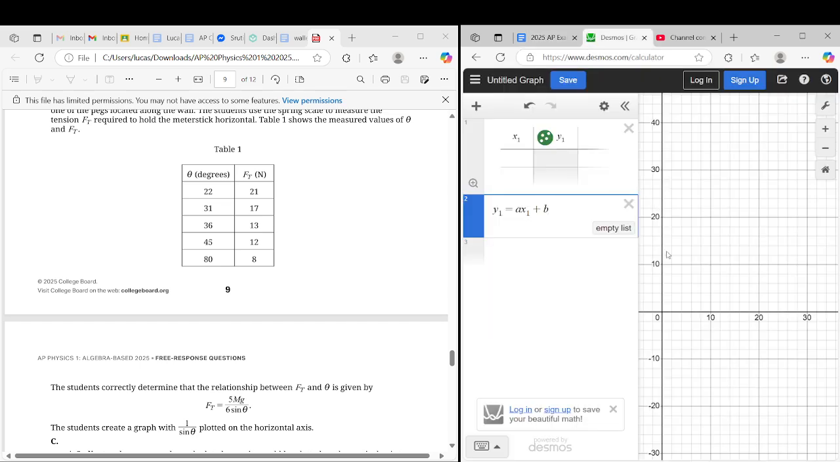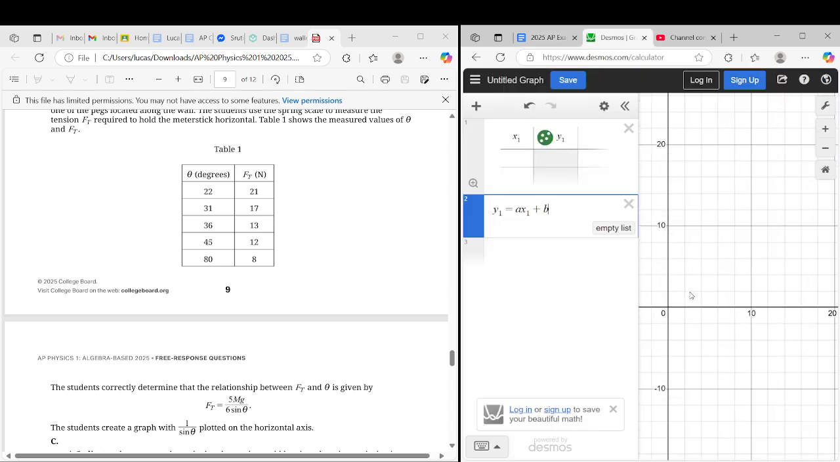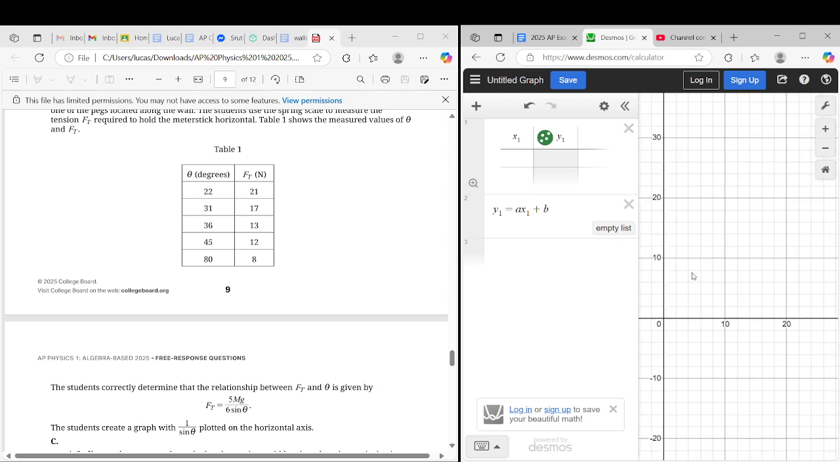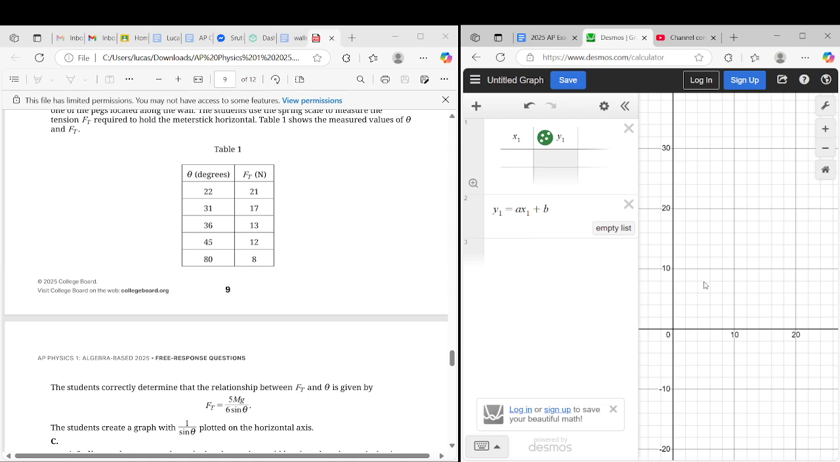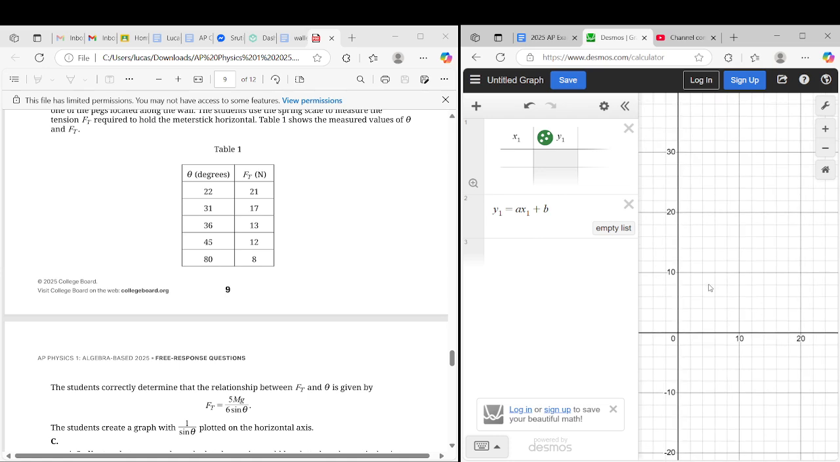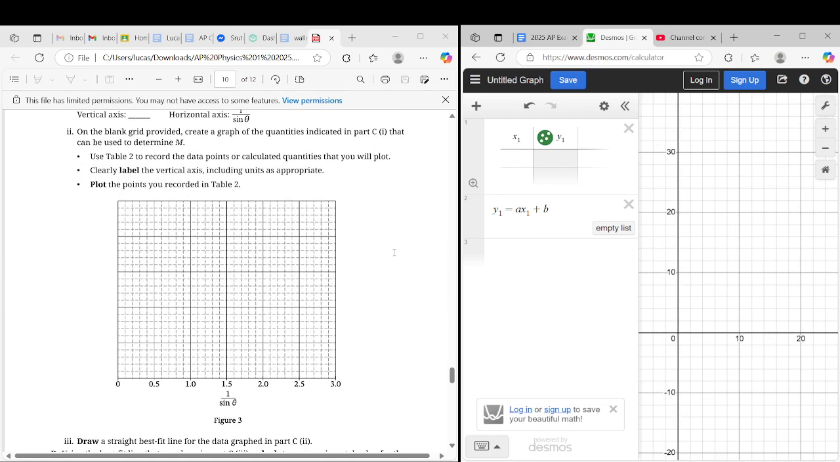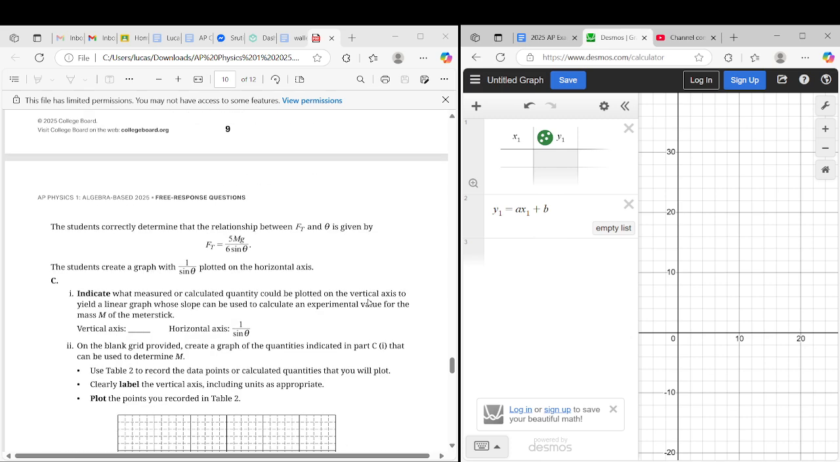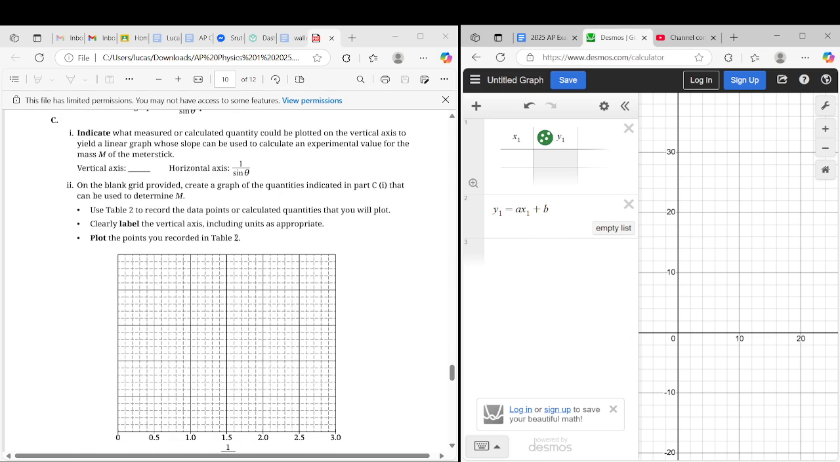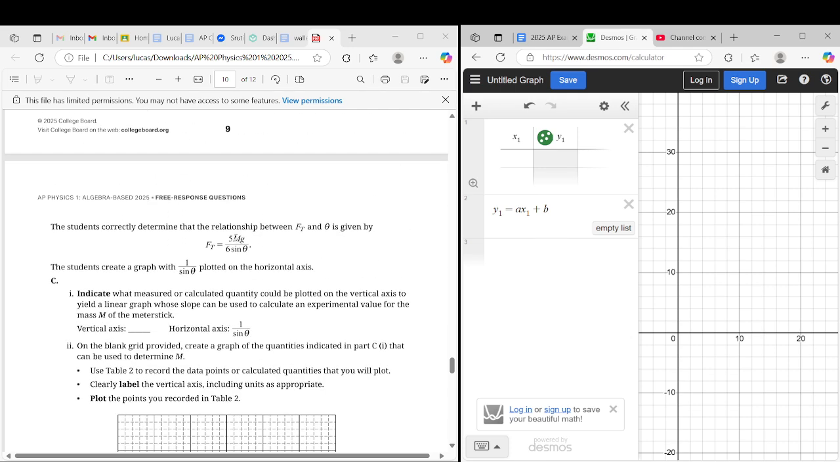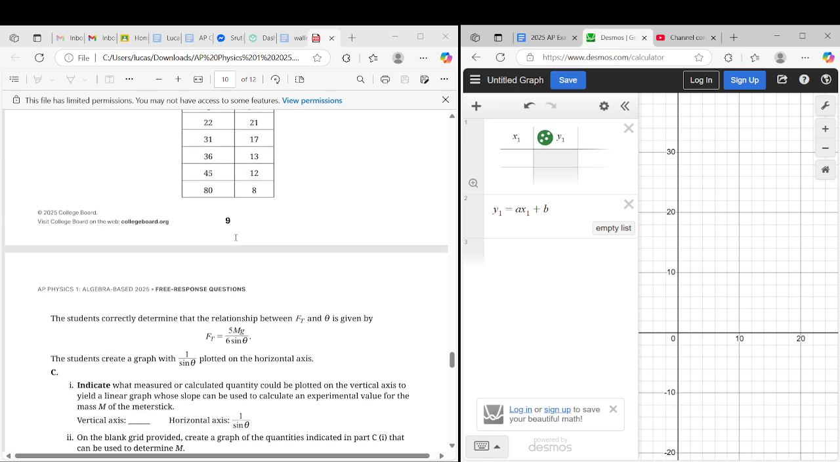First, we're going to go to Desmos to do this part. The reason we're doing this is because we're going to need a different scale here. And if you were to do this on the test, you're given these 1 over sine theta, so you would scale this from 0 to 3. And you're given the tension forces, so you would scale the vertical axis according to the label, tension force, or FT, in newtons. And make sure you include units when you label the graphs, but that's for another story.